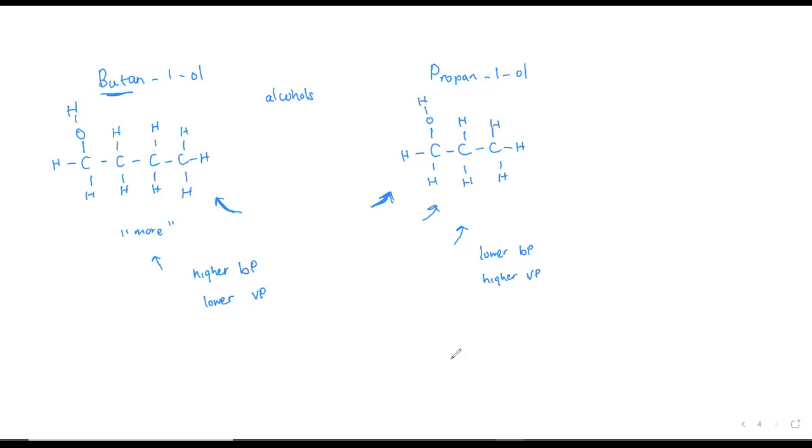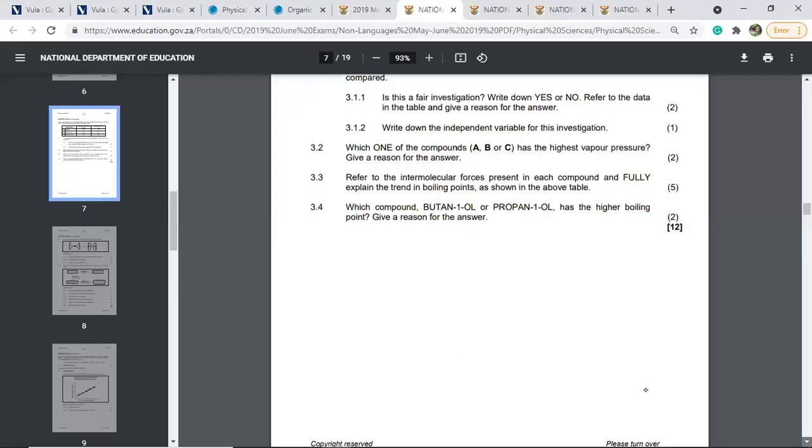And our question was asking us, which compound has the higher boiling point? It would be butan-1-ol because it has a longer carbon chain than propan-1-ol.